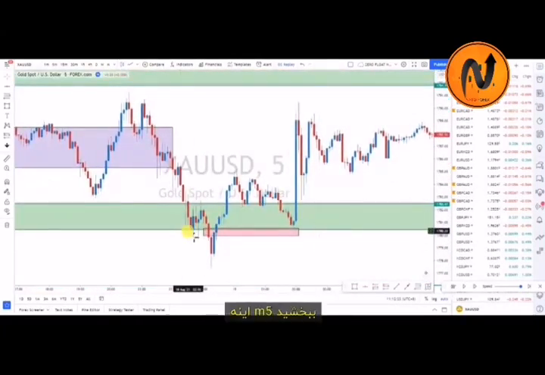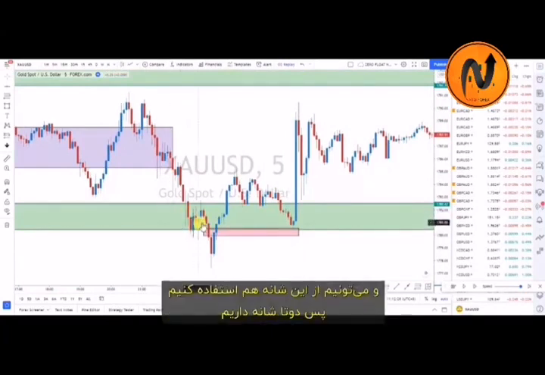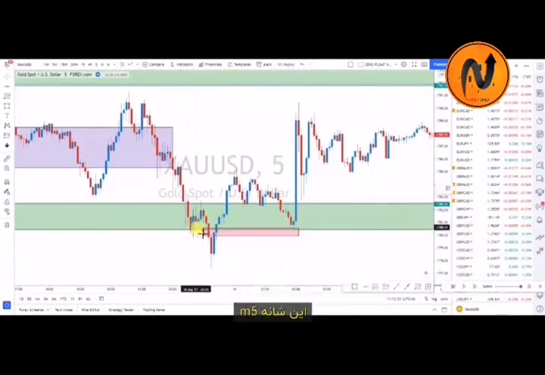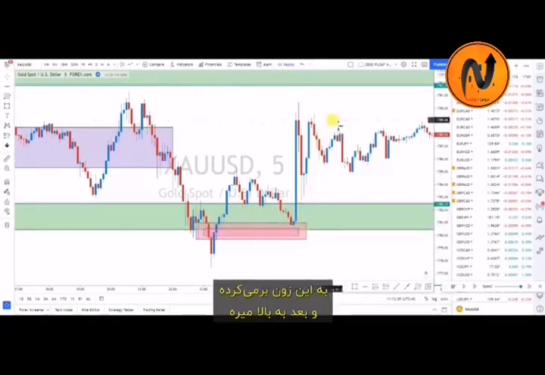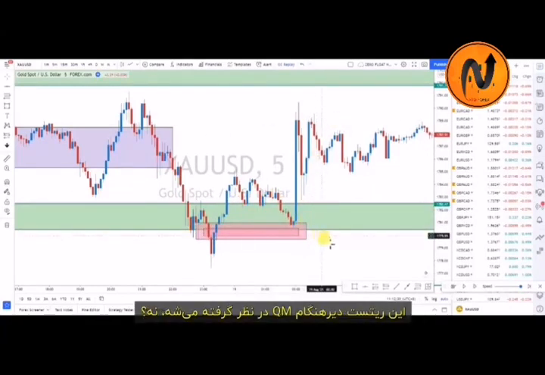M5, you can use this shoulder as well. So we have two shoulders. M5 is this shoulder. This is what we call the lower high, lower low. Price comes back to this zone, and then goes up. Now this is considered a late retest QM, isn't it?